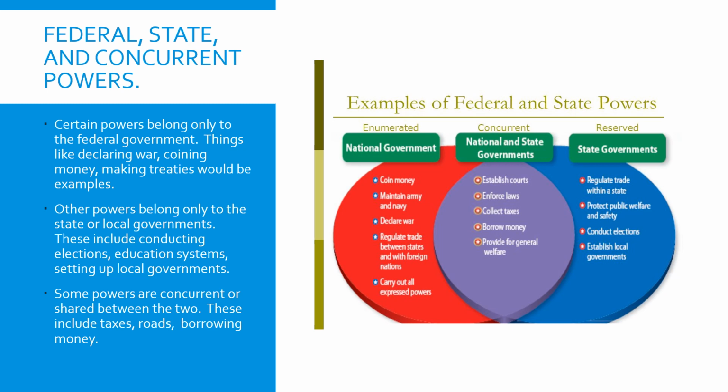Other powers belong to just the state or local governments. For instance, conducting elections. When you turn 18 and go to vote, the states conduct their own elections. So the federal government doesn't come in and tell South Carolina how to run its elections. South Carolina runs its elections, and Florida runs its elections, and Wyoming runs its elections. Education systems.